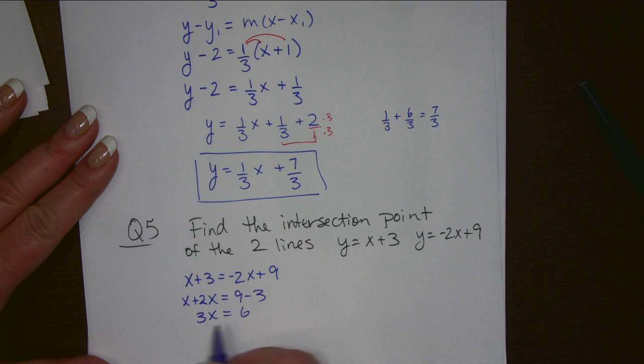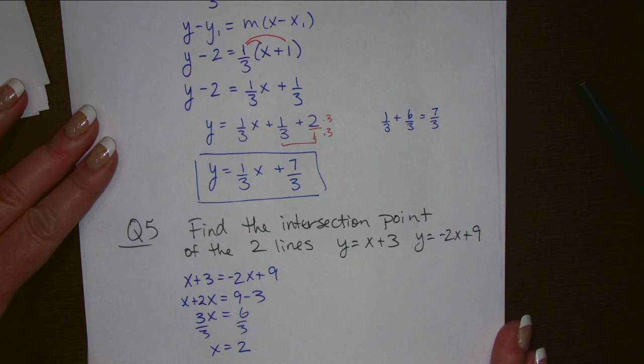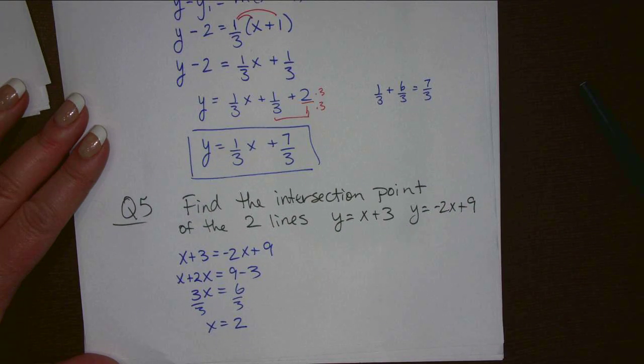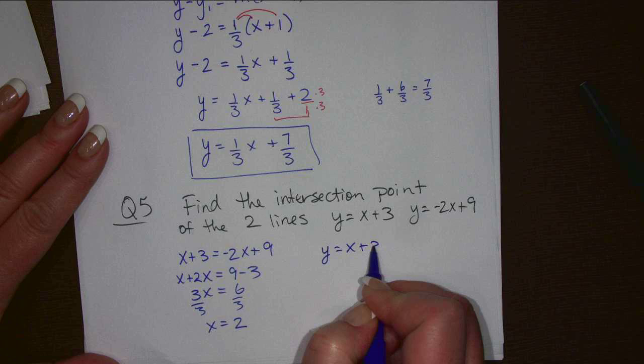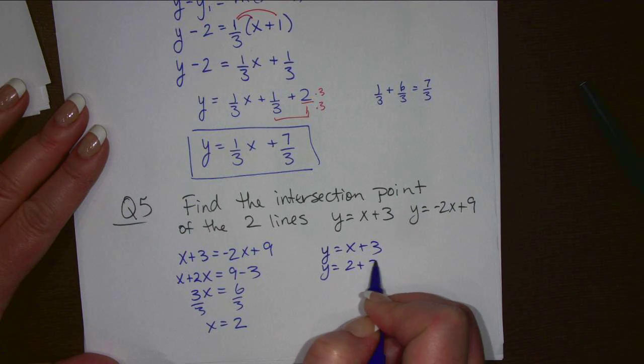So we get x equals 2, and then what do we do with that? Plug it back in to either equation, doesn't matter which one. Same with elimination, you're going to find either an x or a y, and then you plug it back into either equation to solve for the other. So if we plug it into the x plus 3, we'll have 2 plus 3, which is 5. If we plugged it in here, we'd also get 5.